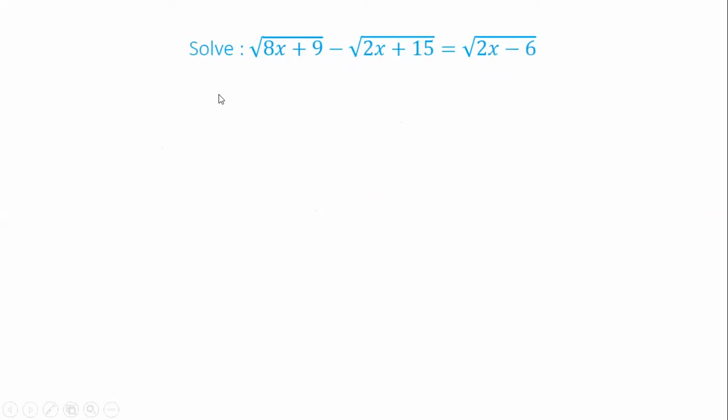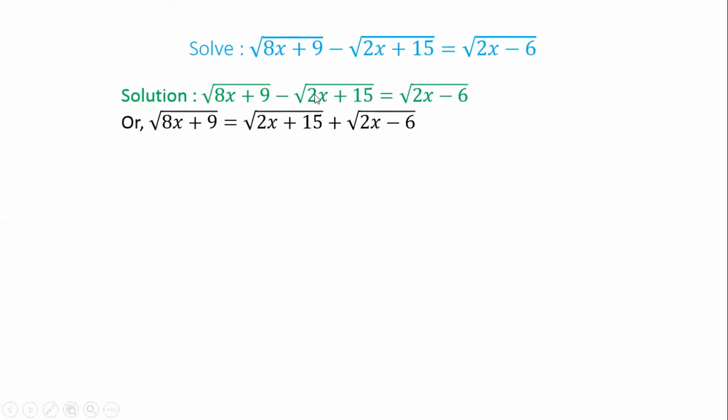Boys, in this chapter, at first I will solve some problems and a CQ, then I will give you some homework. This is a problem here. At first, I write this problem: root over 8x plus 9 minus root over 2x plus 15 equal to root over 2x minus 6. If I change this side, then I get root over 8x plus 9 equal to root over 2x plus 15 plus root over 2x minus 6.